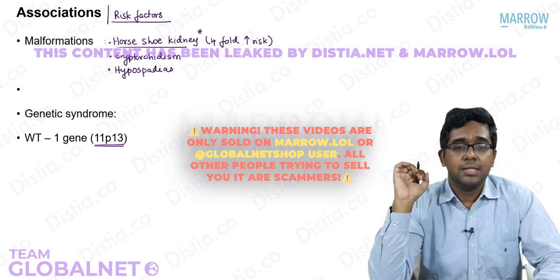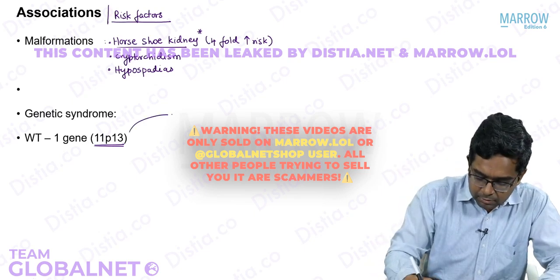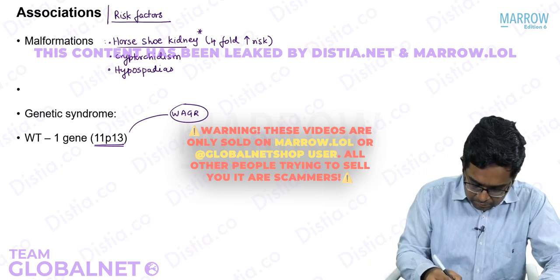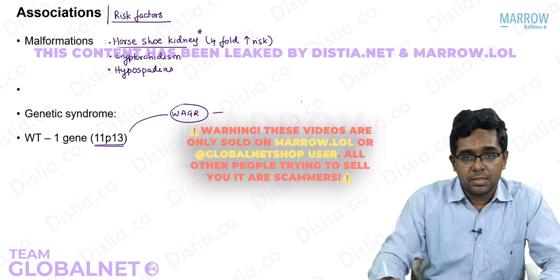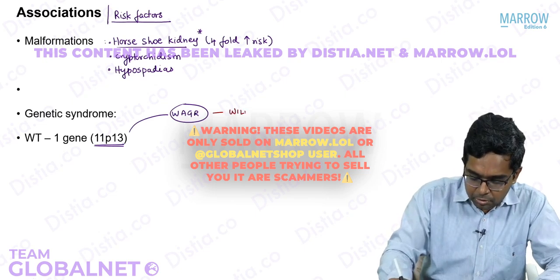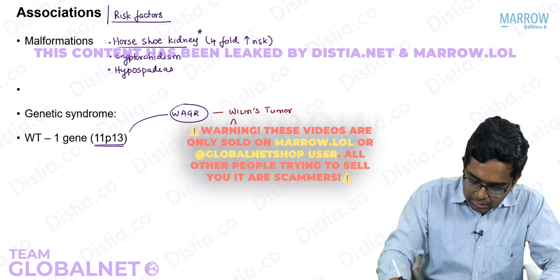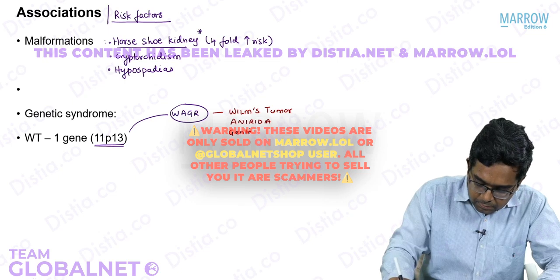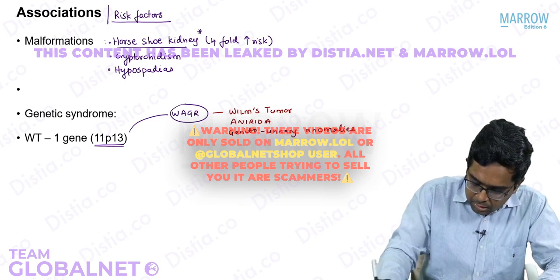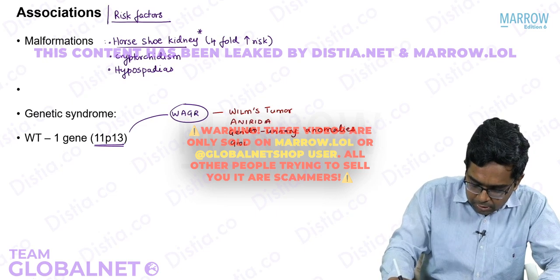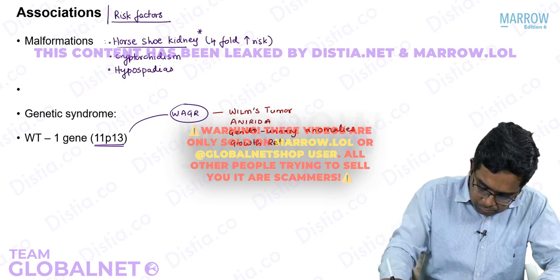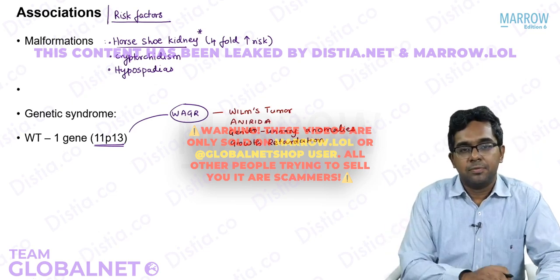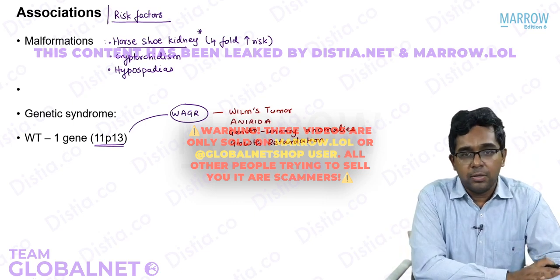And there are some important genetic syndromes associated. First is called WAGR syndrome. This is an expansion wherein each alphabet corresponds to some manifestation. For example, W stands for Wilms tumor, A stands for aniridia, G stands for genitourinary anomalies, and R stands for retardation, which is growth retardation. This is the expansion of WAGR, which is the first example of a genetic syndrome associated with WT1 gene.